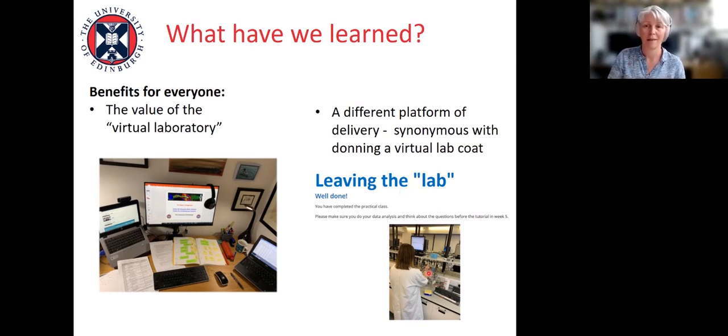And we've done a lot of that with the messaging in our practicals as well. So, at the end of the practical is usually a photograph of somebody, from the back, finishing off the practical. So we have the kind of synonymous donning of the virtual lab coat as they come into the practical, and then they take it off again at the end, and we have the messaging about what they're going to do now that they've finished the practical.